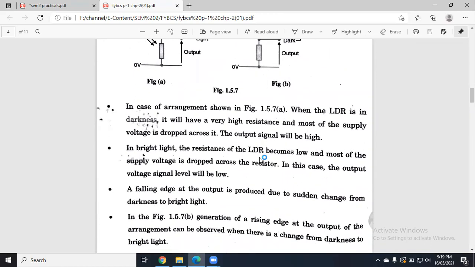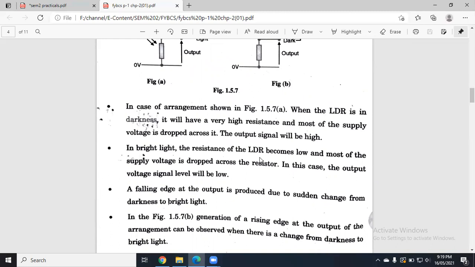In the arrangement shown in the first figure, when the LDR is in darkness, it will have a very high resistance. I have already told you, whenever it is kept in the dark, its resistance is high. Whenever it is kept in bright light, its resistance is low.